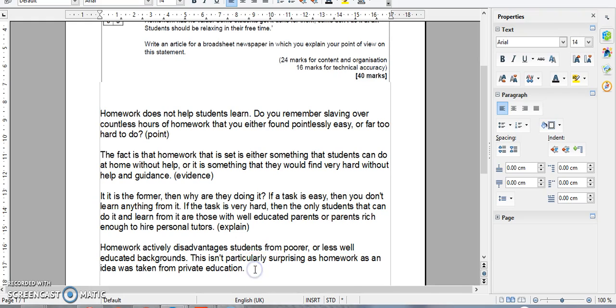And what I'm doing here at the end is I'm linking. So I'm drawing my entire paragraph together and continuing on from my point. So I'm saying homework actively disadvantages students from poorer or less well-educated backgrounds. And what I'm doing with this link is I'm then going to link it on to another paragraph that I'm going to write. So I'm almost introducing the point of my next paragraph in this. So my link here is, this isn't particularly surprising as homework as an idea was taken from private education. So that effectively ties together my paragraph and also links into the next paragraph. And that is how you write a successful PEEL or PEE paragraph.